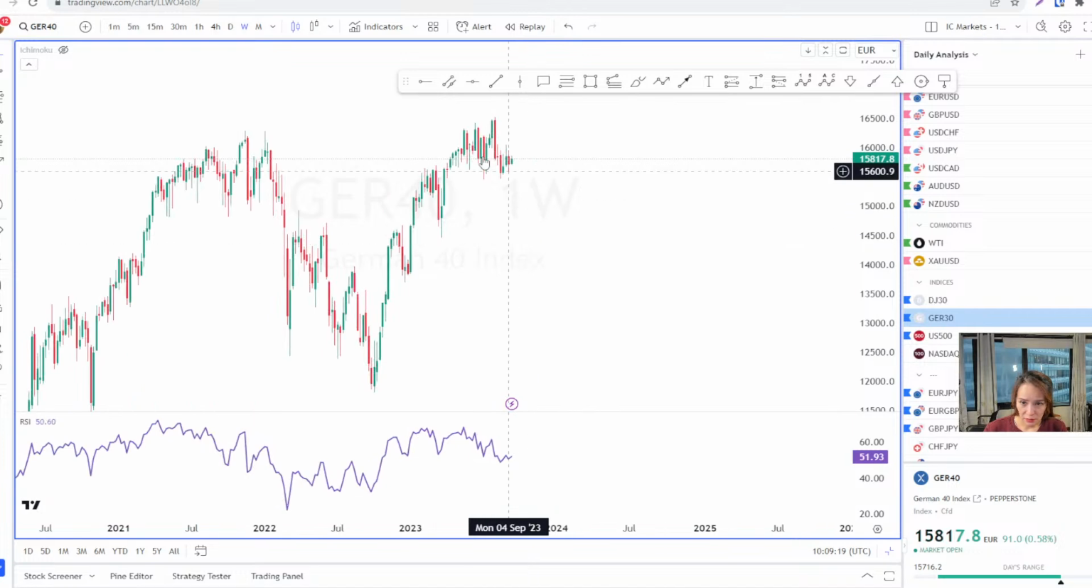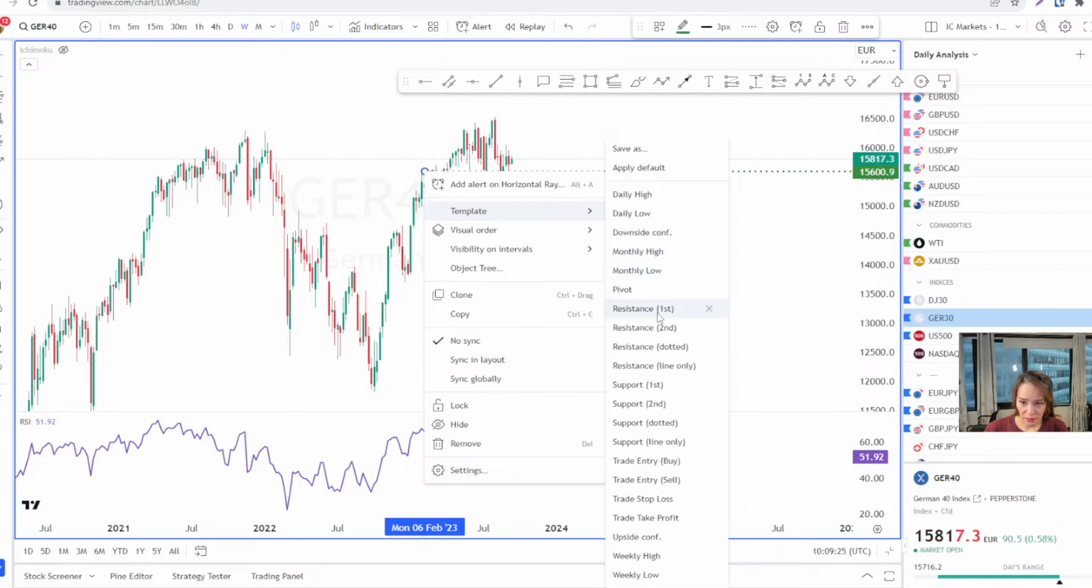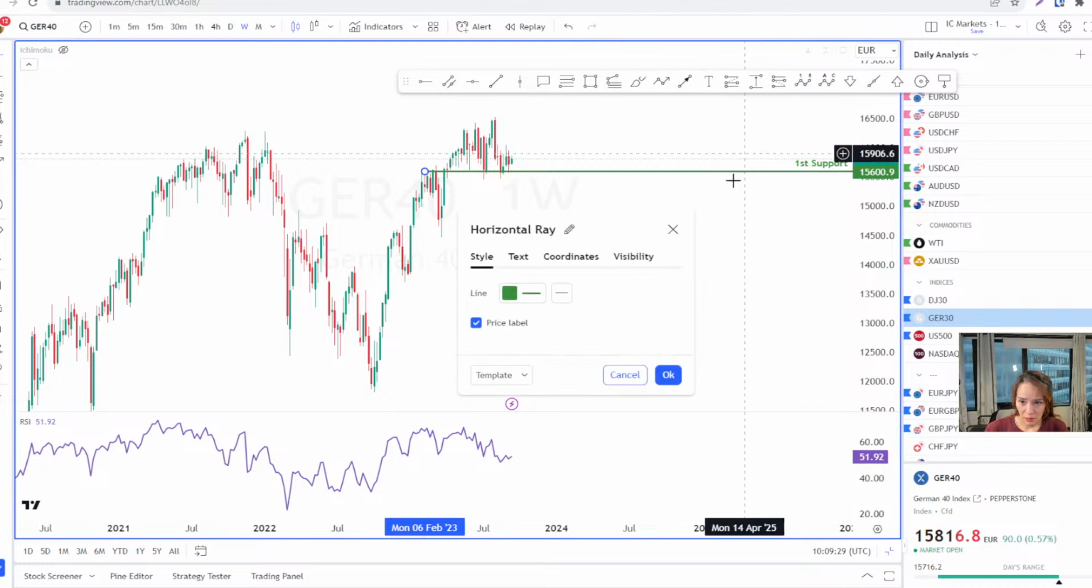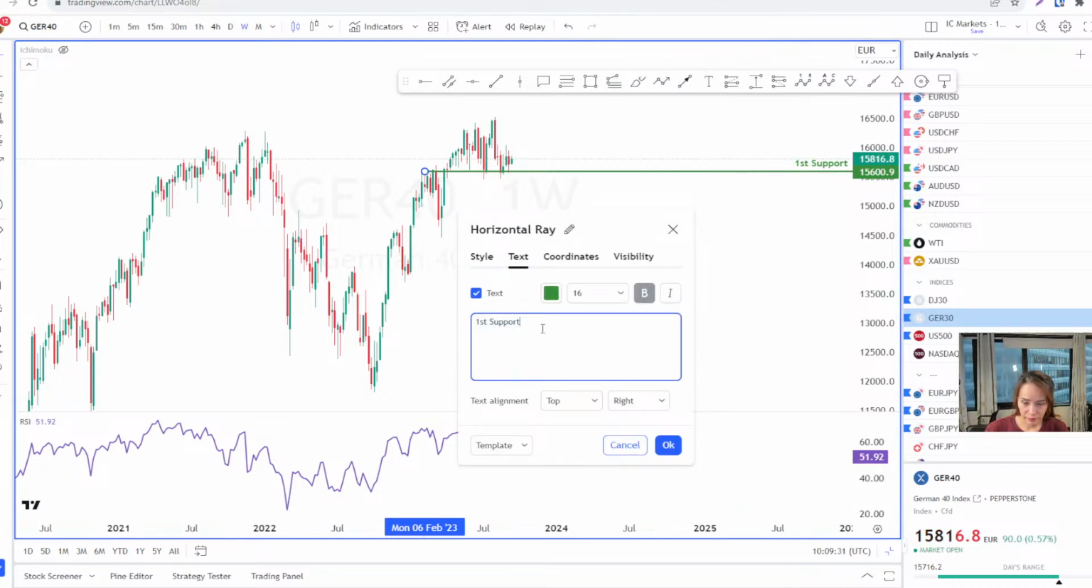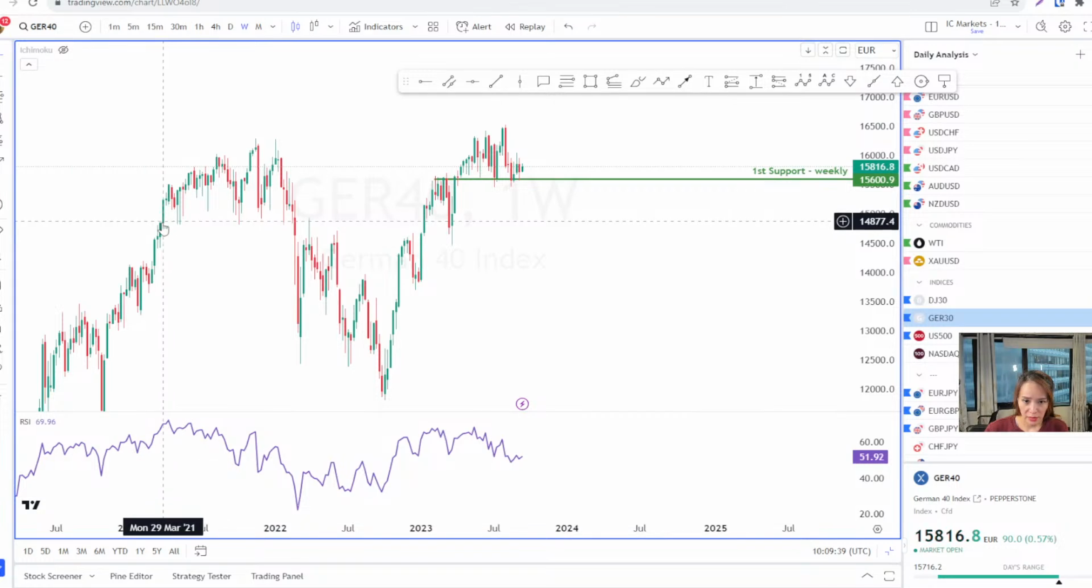On weekly, I believe price still comes down more, but this is the first support. Okay, weekly. If you want to do top down analysis, it's something like that, right? And definitely there is a second support, but if that's too far, we don't need it.